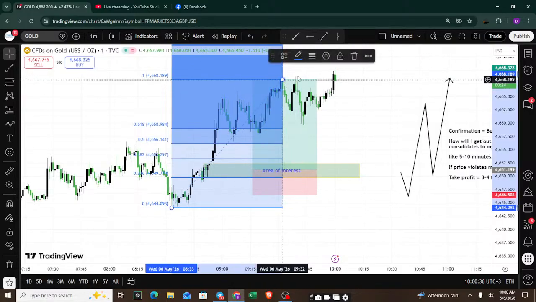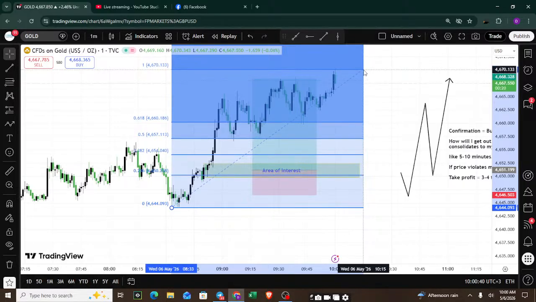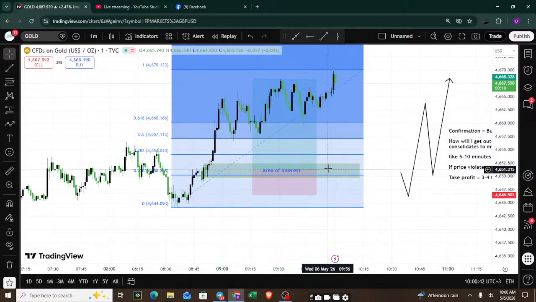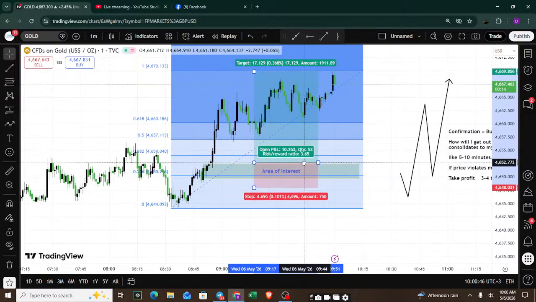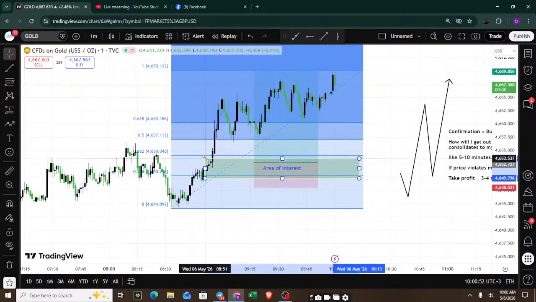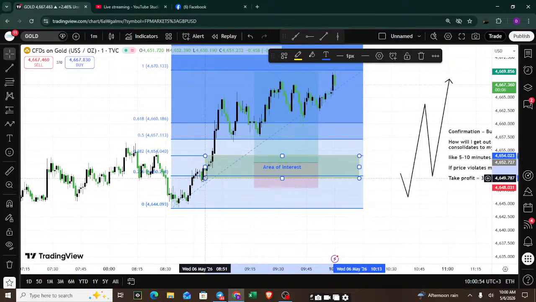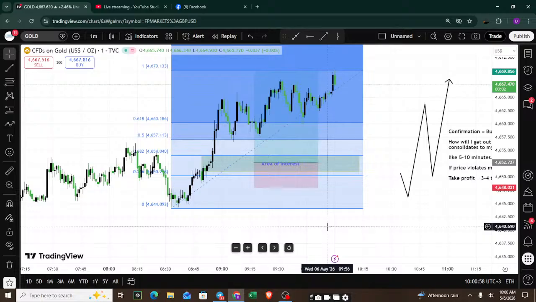I am also going to adjust this level. So now that is our level now.